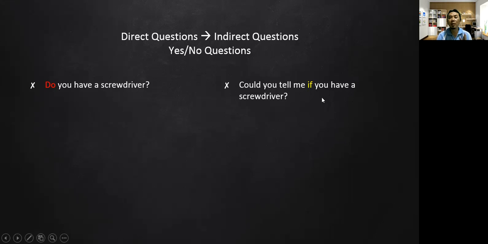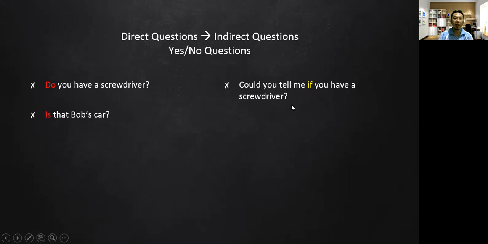Here we don't use a question structure anymore after if. What we use is an affirmative, yeah, a statement. What we use is a statement structure. The statement can be positive, can be affirmative, or can be negative. But the point is, after if, we use statement, not a question structure anymore. Just like here, after if, we use you have a screwdriver, right? So we don't say do you have. We don't use auxiliary anymore. Do you understand? Okay, that's the first one.